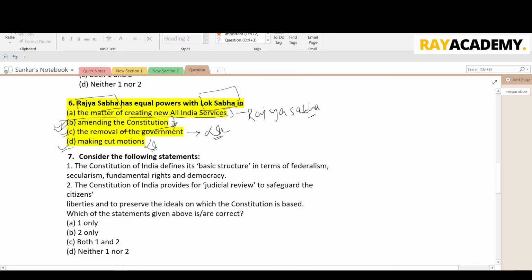B. That means while amending the constitution. How to amend the constitution? According to Article 368, when you amend the constitution, you have to pass the particular amendment bill separately in Lok Sabha and separately in Rajya Sabha. Okay, so that is the reason. The correct answer is B.